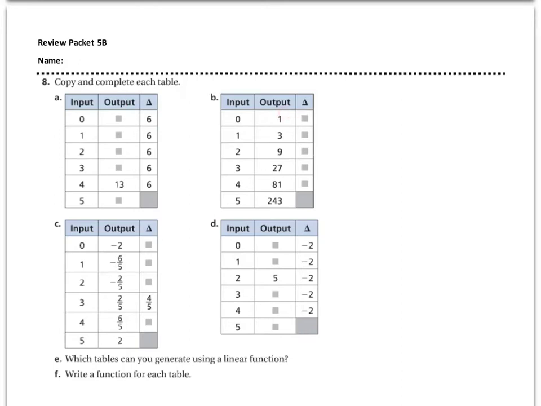And likewise, you do the same thing. What's the difference between these two, 1 and 3? So this should be 2, right? And this should be 6, and so on and so forth.